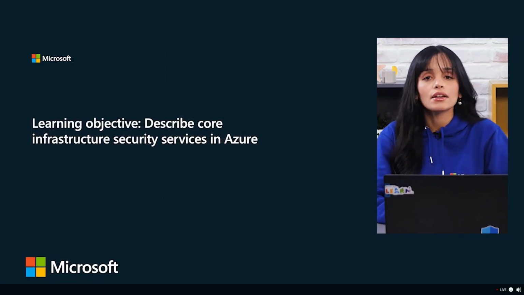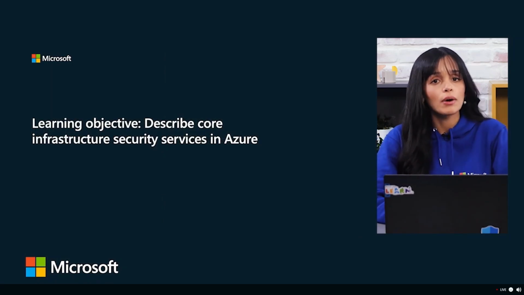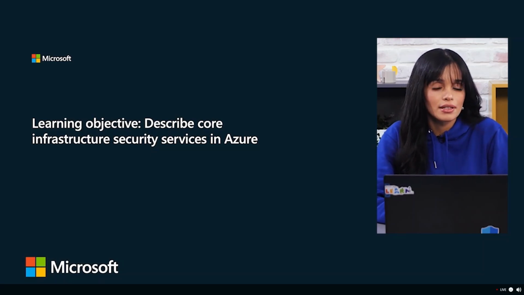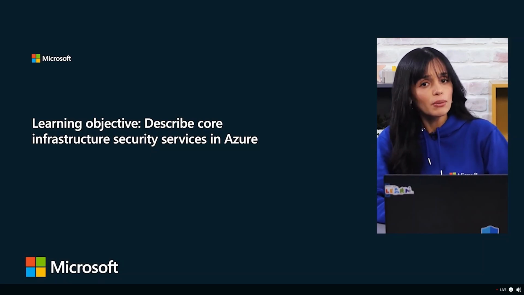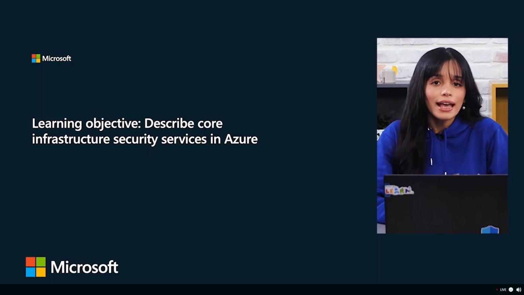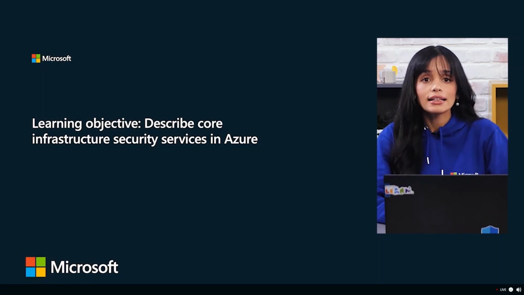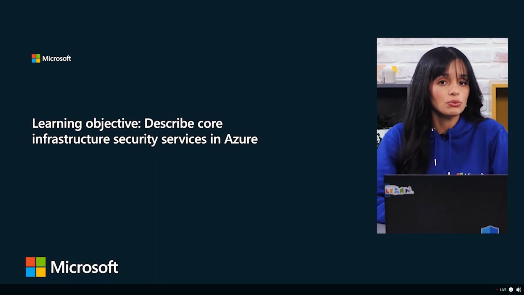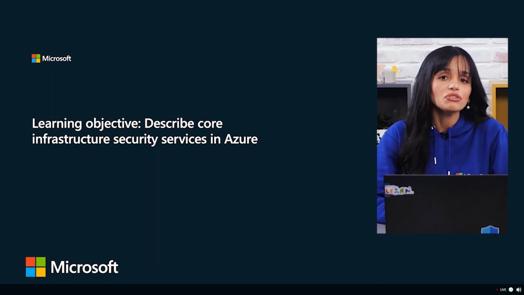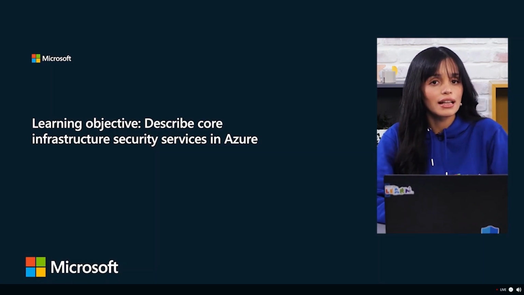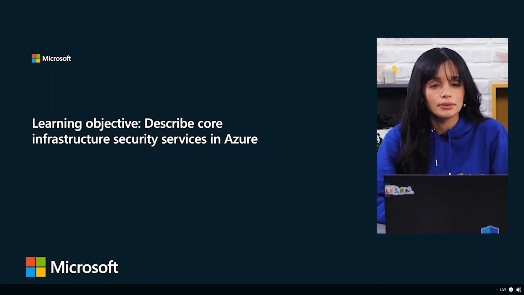Let's start with lesson 1 and start talking about core infrastructure security services in Azure. After completing this lesson, you should be able to look at different security capabilities of Azure and how you can protect your network. You will be familiar with network security services in Azure like DDoS, NSG, and Firewall, and other services like Bastion and Key Vault.